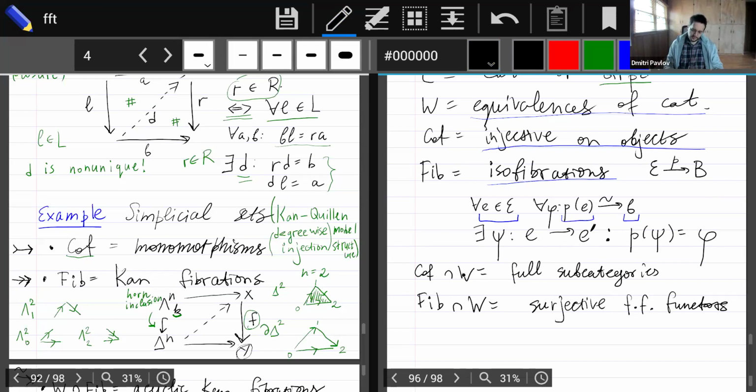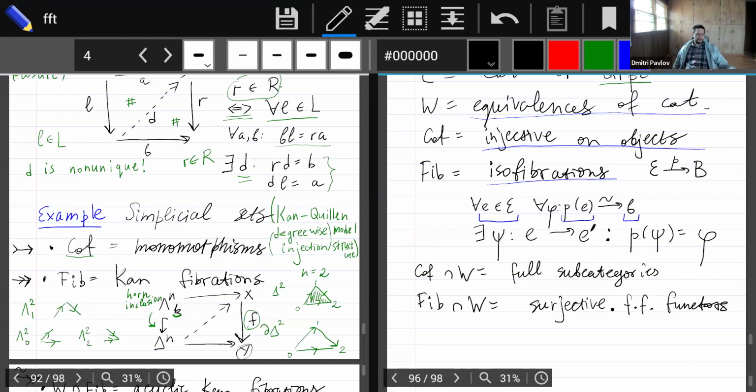And the intersections of cofibrations and fibrations with weak equivalences also have a very simple intuitive explanation. The acyclic cofibrations will be just equivalences of categories that are injective on objects. That's basically known as an inclusion of a full subcategory. And acyclic fibrations will be fully faithful functors that are surjective on objects. So not just essentially surjective like for equivalences, but actually surjective. So in this very simple example, all five classes of maps have a very explicit description.